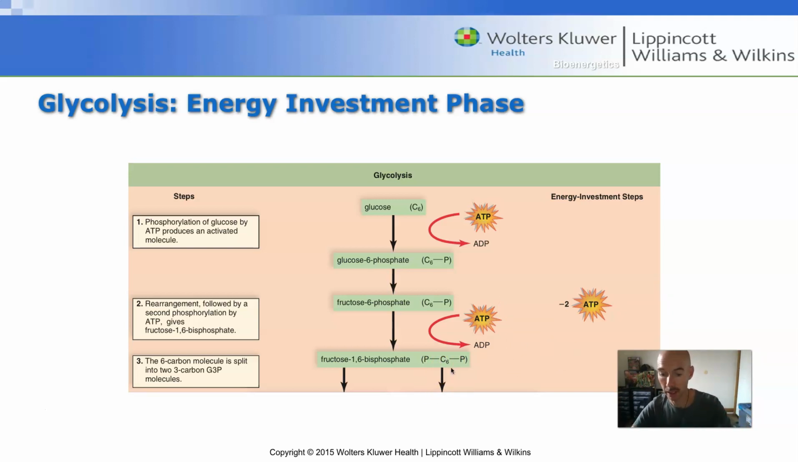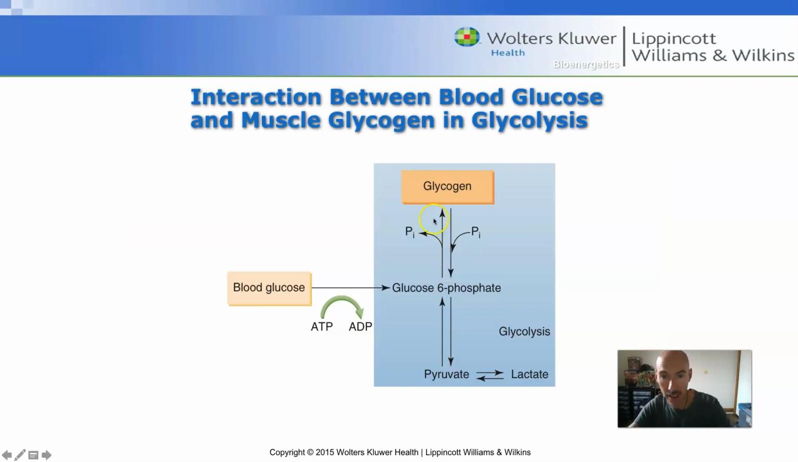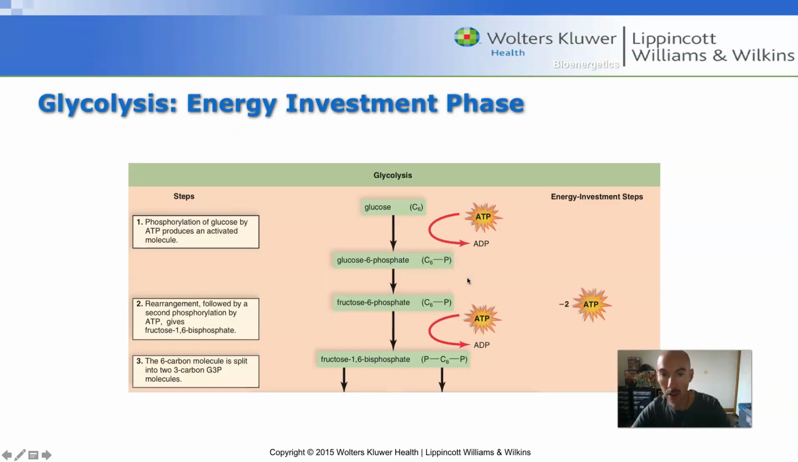Now, just to jump back and clarify this, if we're using glycogen, it automatically converts to glucose 6-phosphate. We don't have to put an ATP in. So in this case, we only have to spend 1 ATP. Over here, because it's glucose, we're investing 2, okay?